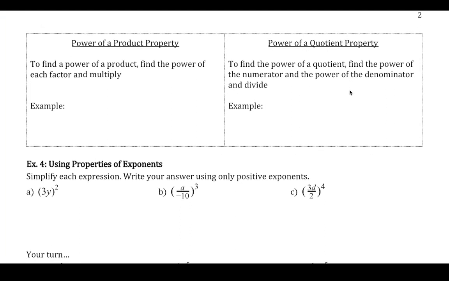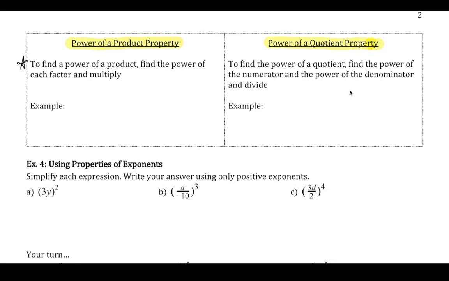And then these are the last two properties for these notes. So just take a second to copy them down. If you need to pause the video, that's fine. So the property on the left says it's the power of a product property. And it says to find a power of a product, find the power of each factor and multiply.